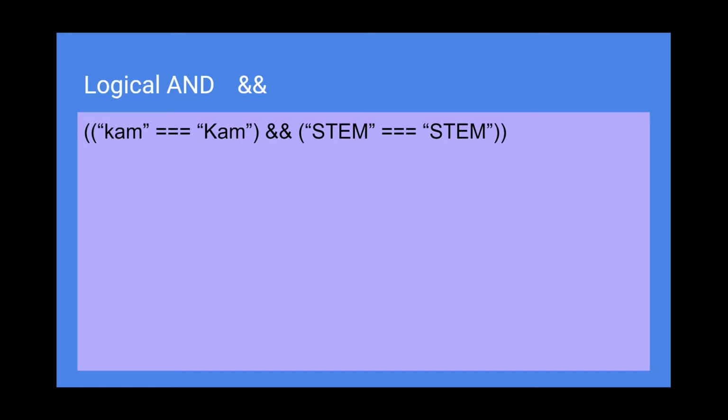For example, let's look at this. So "cam" and "cam" and "stem". Is cam equal to Cam on the left? Well, no, because one's lowercase and one's uppercase. And because that first set is false, it doesn't matter what the second set is, that entire statement is false.